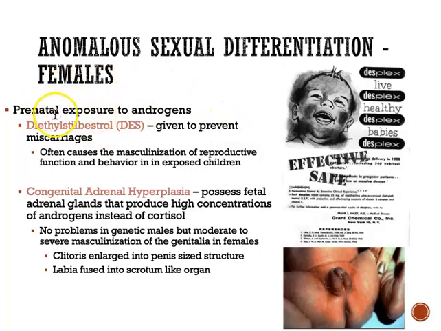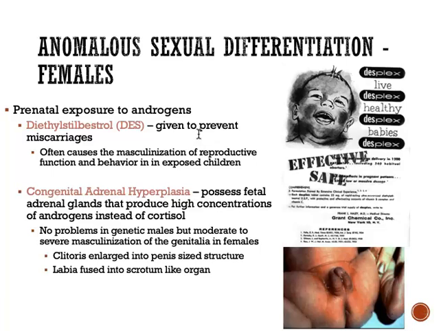Now, if the fetus is exposed to androgens, there's another way that this happened. This really was back in the 70s, I believe. There was something called diethylstilbestrol, I think is how it's pronounced, DES. And here's an advertisement for it. It was given to women to prevent miscarriages, right? And it worked really well. It did a great job preventing miscarriages.